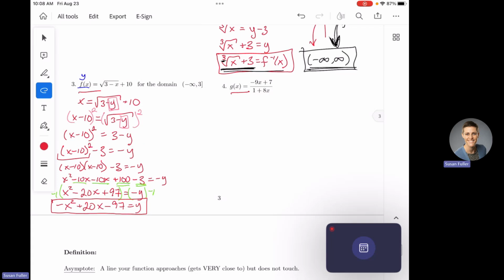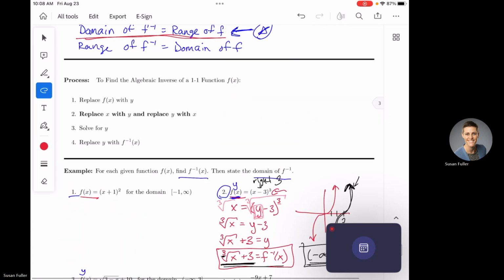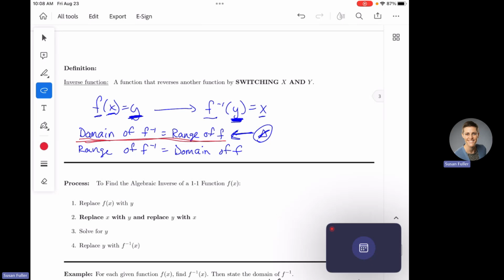Okay, so that's my inverse function. We have to find the domain of that. Okay, well, if I applied my domain rules to that, I don't have any roots, I don't have any fractions, I don't have any logs. Because no log rules apply to this, our domain would be negative infinity to infinity. But remember, we need the domain of our inverse to match the range of my original.